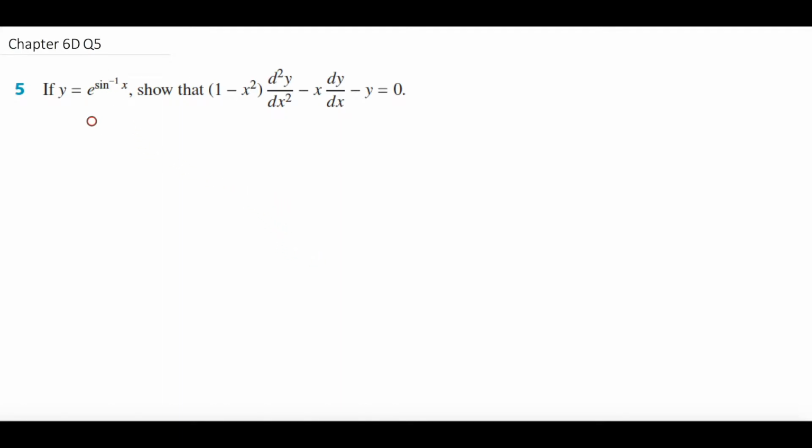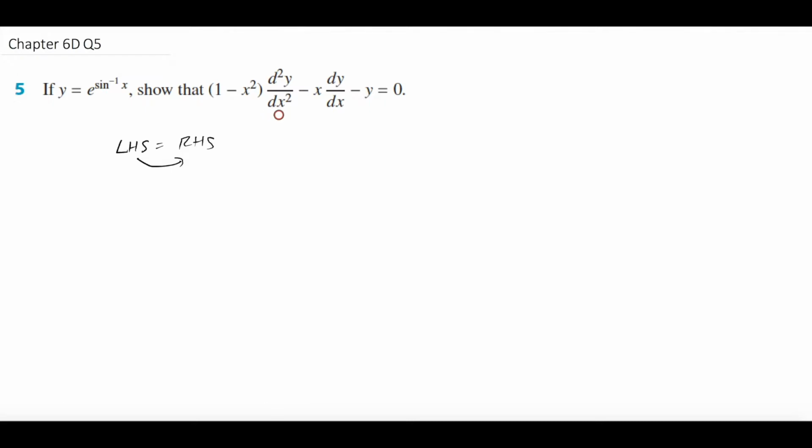Let's go. If y equals e to the power of sine inverse of x, we know how to differentiate both of these, hopefully. Show that (1 minus x squared) times the second derivative, minus x times the first derivative, minus y, equals 0. It's a show question, a proof question. You always have to go from one side to the other, and in this case you have to go left to right and not right to left. You can't do anything with 0, so you have to go left to right.